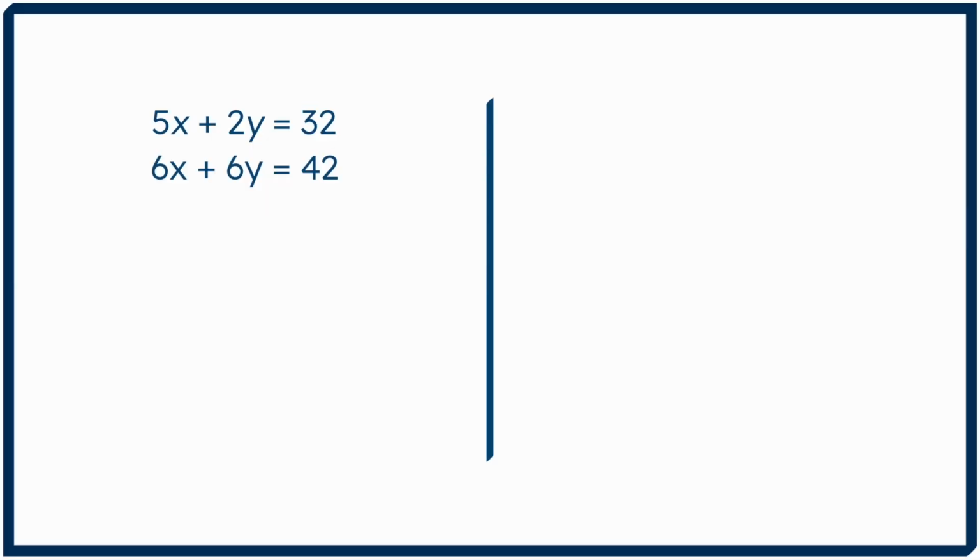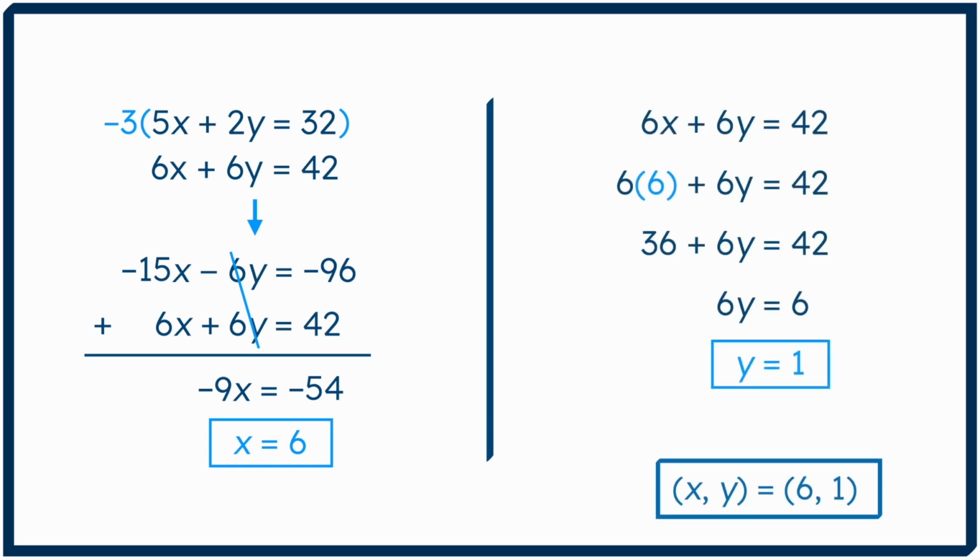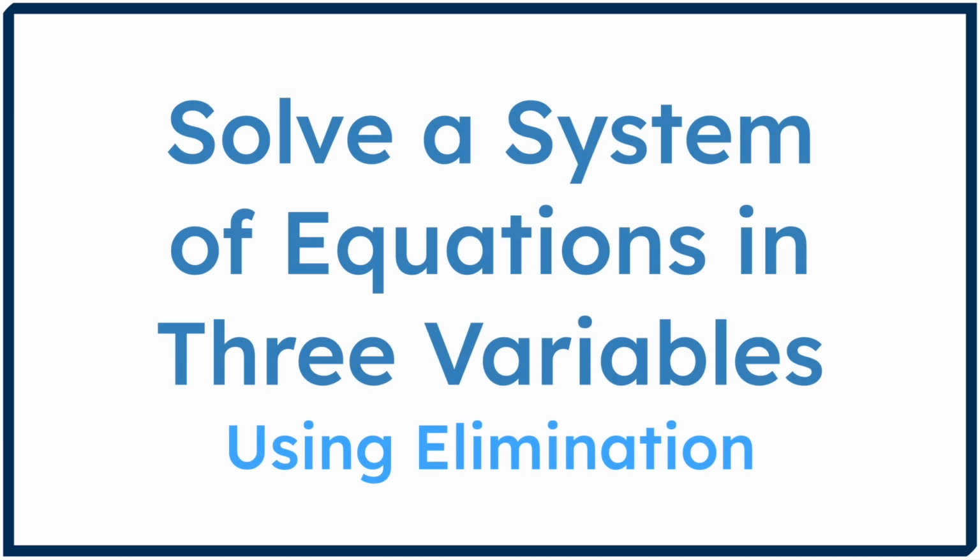Do you remember how to solve a system of two equations using elimination? We can manipulate one equation and then add the equations together in order to cancel or eliminate one of the variables. Then we can solve for both variables by substituting the value we solved for into one of the original equations. In this video, we're going to solve systems of equations in three variables using elimination.